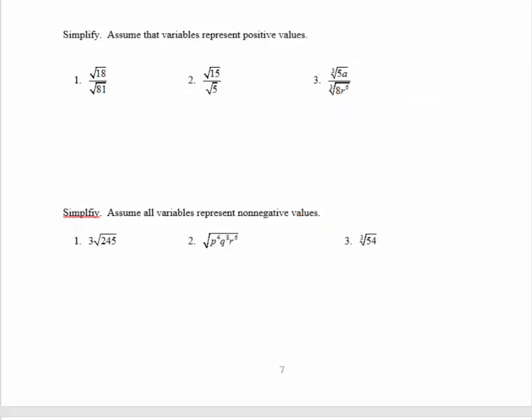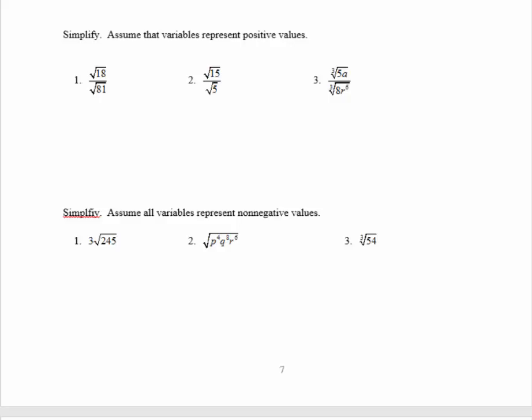Simplify. Assume that variables represent positive values. Again, the reason why we need positive values is because if we have fractions, we don't want 0 in the denominator. So we're just going to make sure that we don't have negatives under our square roots and that our denominators don't become 0. So number 1, the square root of 18 over the square root of 81.